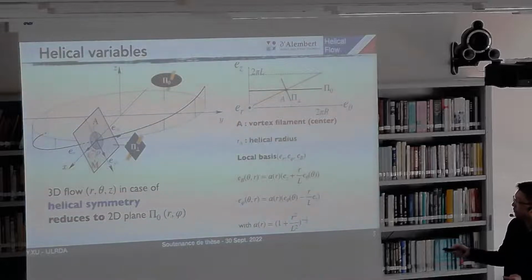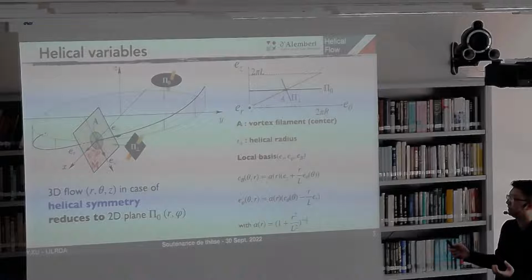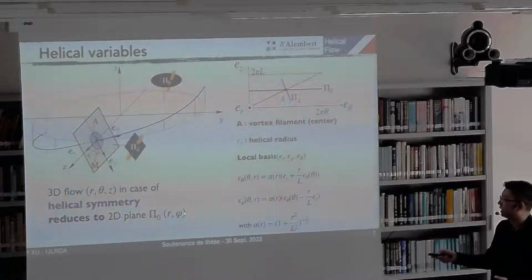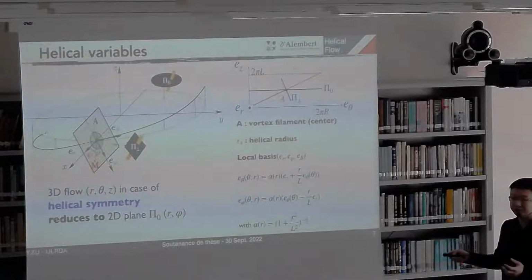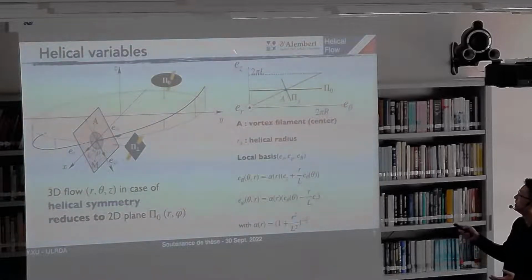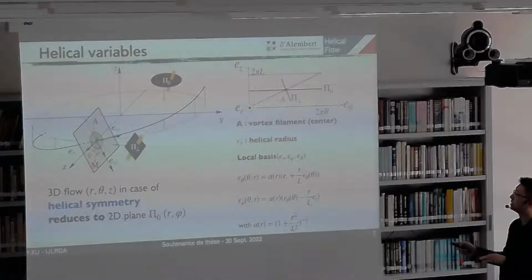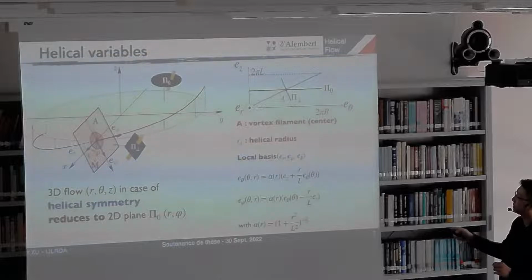You can find here that under the assumption of helical symmetry, the 3D flow is reduced to a 2D configuration with only 2 variables, r and ξ. We use 2 planes here. The first is called plane P0, as you can find here in a z-theta plane. It's a horizontal plane, perpendicular to the z direction. And another plane, which we call pi perpendicular, is perpendicular to the direction of the axis. We call it blue here.